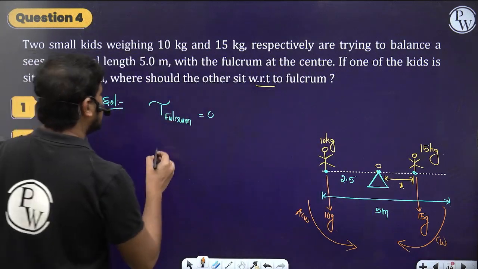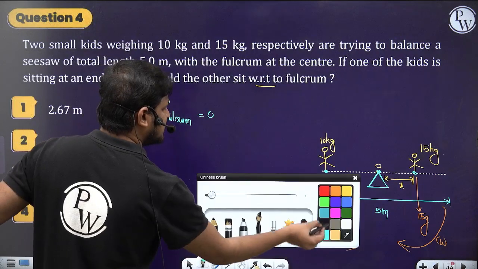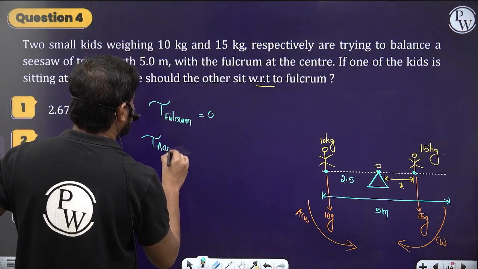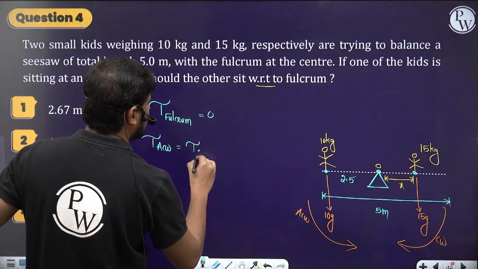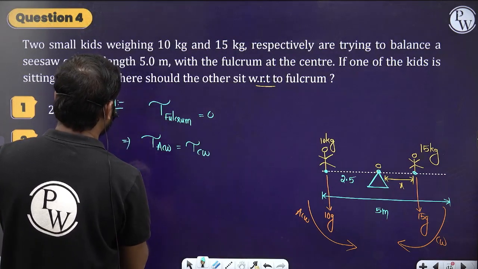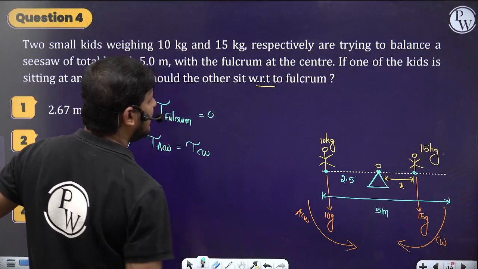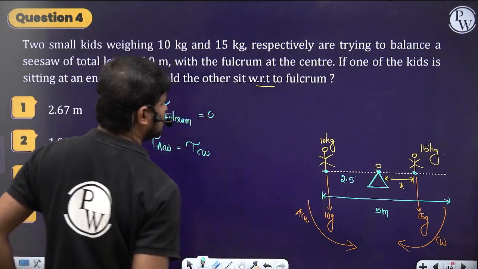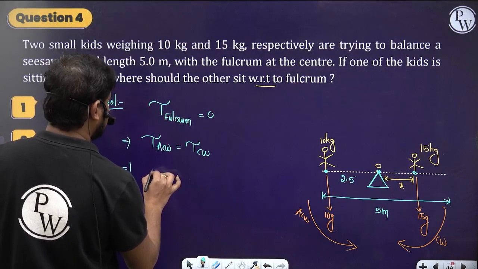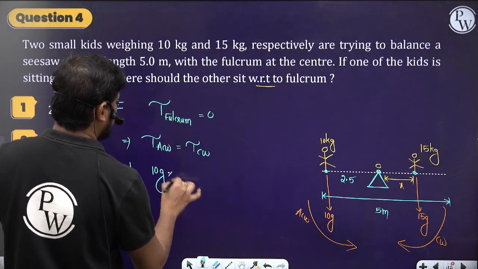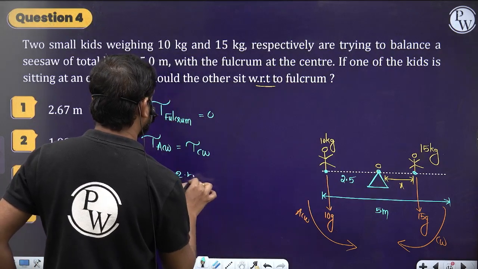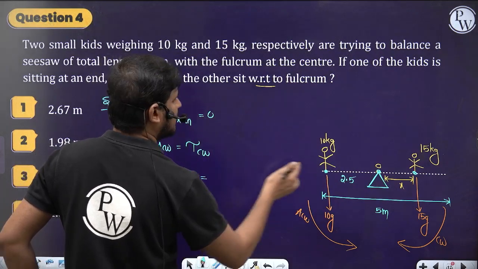As the net torque is 0 about the fulcrum, I can say that the torque due to anti-clockwise will be equal to the torque due to clockwise, right? What is the anti-clockwise torque? The force into the perpendicular distance. The force is 10 G, into the perpendicular distance from here to here, which is 2.5.